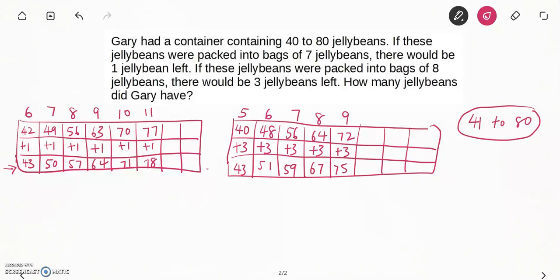We are interested in this row. We are only interested in this row. So you can see, of all the numbers, only 43 matches. So the answer should be 43.